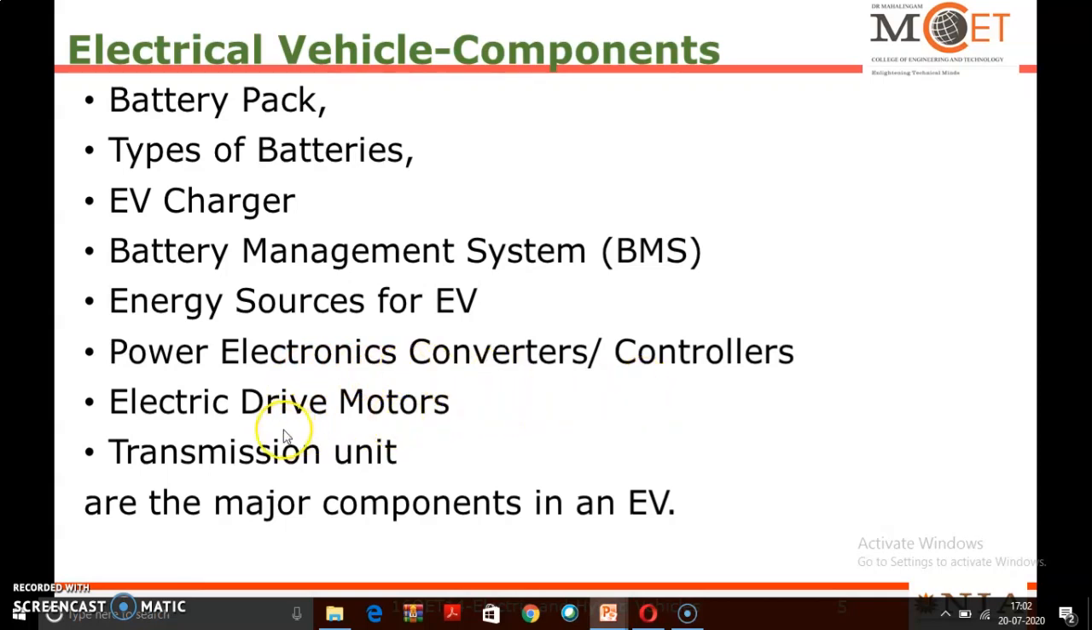Next one is the electric drive motor. The electric drive motor can be chosen based upon its high starting torque. Next one is the transmission unit. This transmission unit will be coupled with the electric drive motors for effectively operating the wheels of the electric vehicles. So these are all the major components of the electric vehicles.